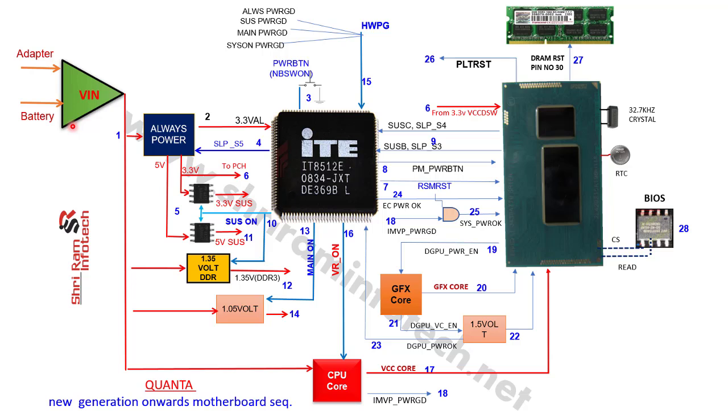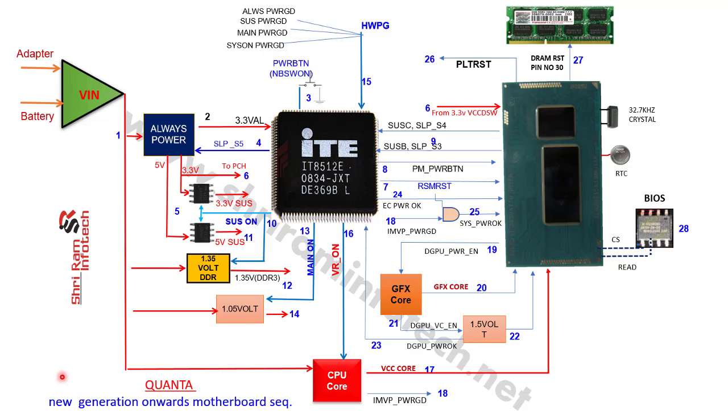And this is the VIN section. VIN section means voltage input section. You receive the power from two inputs: one is the adapter and one is the battery. These are the two inputs, and when we connect the input, the adapter voltage passes. Here I have given the numbers, so you have to follow these numbers. Step number one is voltage input.